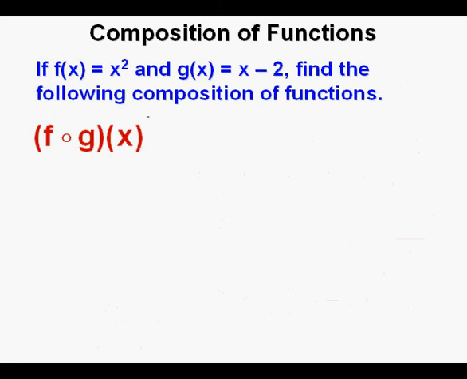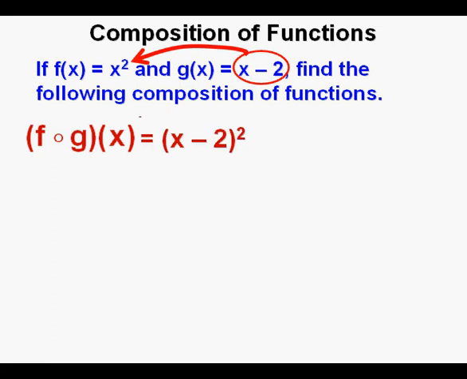Let's look at this problem. If f of x equals x squared and g of x equals x minus 2, find f of g of x. In order to solve this composition of functions, we need to insert g of x, which is x minus 2, as a substitute for x in f of x. So accordingly, f of g of x equals quantity x minus 2 squared. That x minus 2 replaced the x. We got this because this binomial x minus 2 takes the place of x in the f of x function.